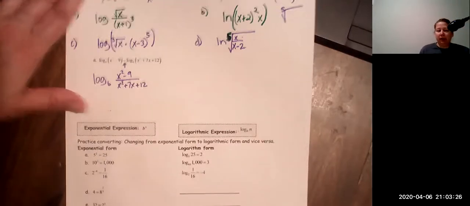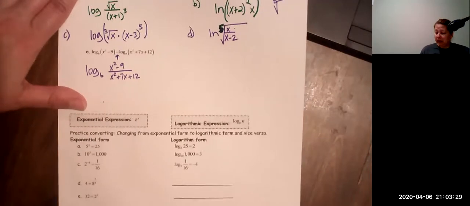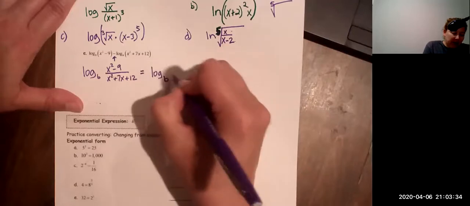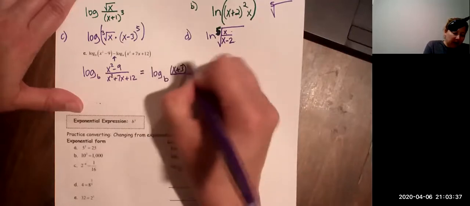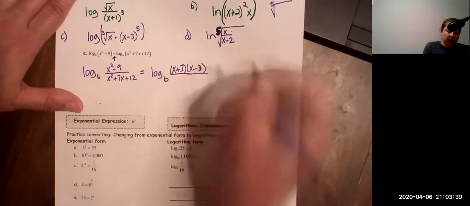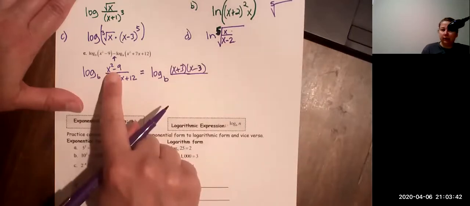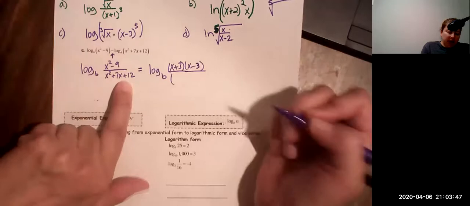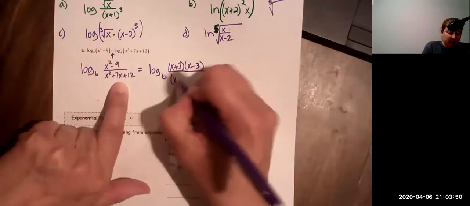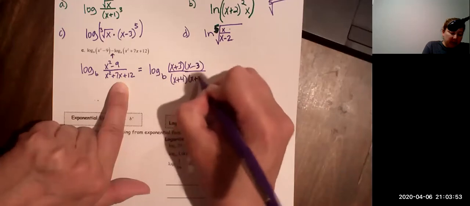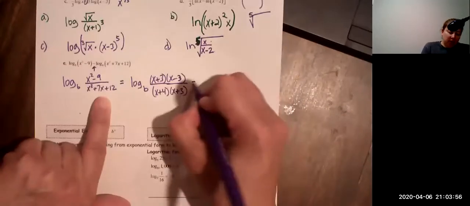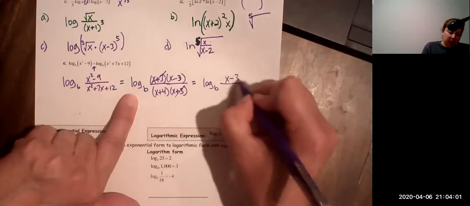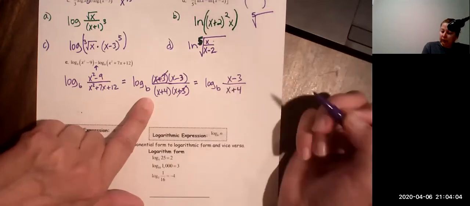Now it's going to be beneficial later on when we're solving equations if you simplify these things. This is good factoring practice too. So this is the same thing. We can write that as x plus 3, x minus 3. Y'all recognize that as a difference of squares? And the bottom multiplies to make 12, adds to make 7. So x plus 4, x plus 3. So those cancel. So the simplest form of this log is x minus 3 over x plus 4.